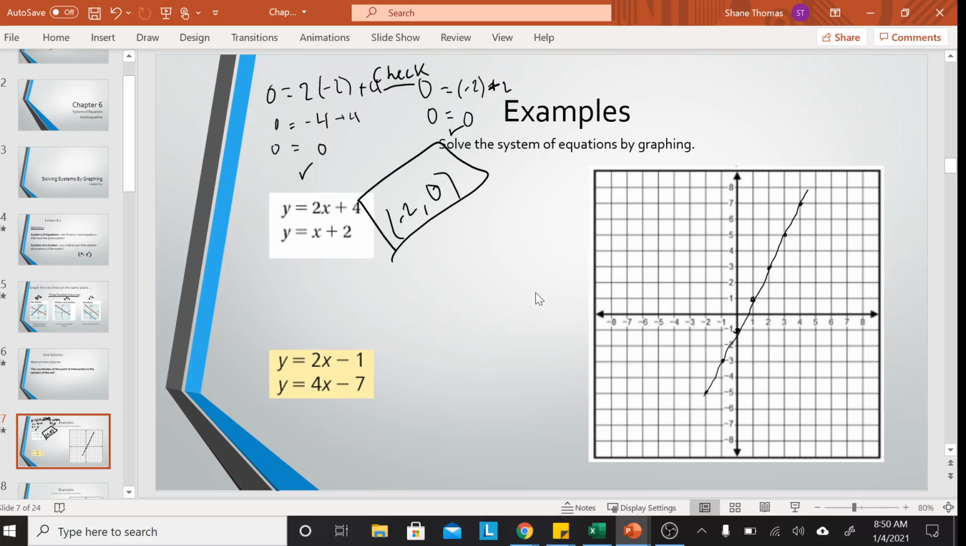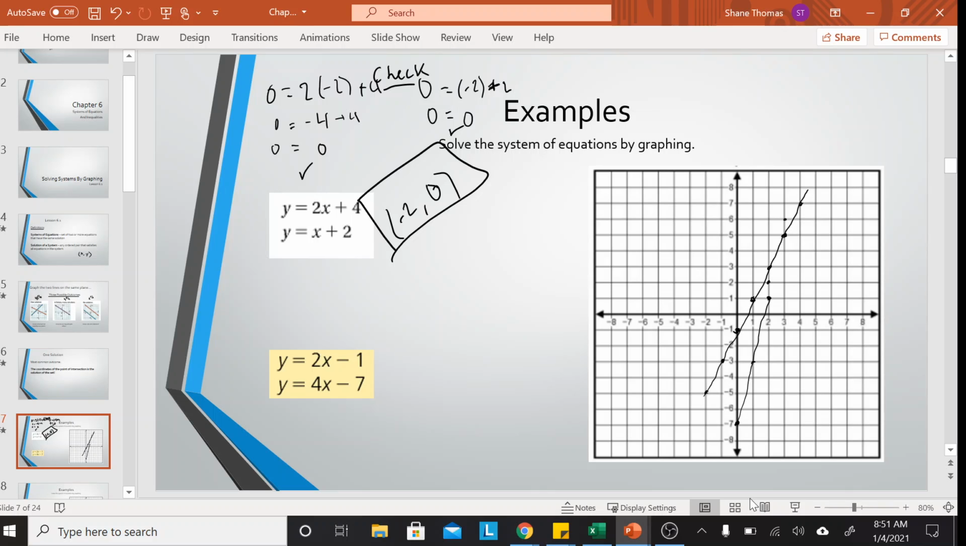Okay, second line, 4x minus 7. So I'm at negative 7 is where I start. My slope is 4 over 1. So how do I graph that? Up 4, 1, 2, 3, 4 over 1. Up 4, 1, 2, 3, 4 over 1. Still didn't quite hit it, did we? Up 4 over 1. Do we count those right? 1, 2, 3, 4. Now we should be right here. There we go.